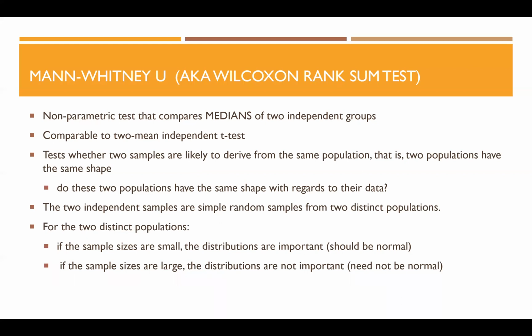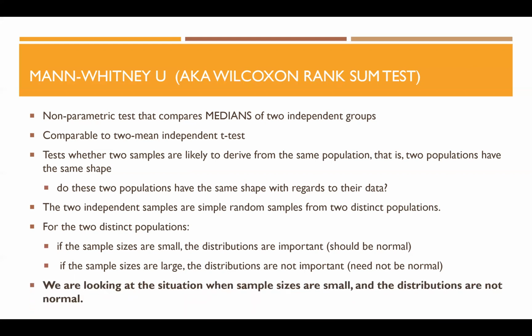I will tell you that if we can, statisticians prefer to run the parametric test because the parametric tests tend to be more powerful. You get better results. But that's not always possible. So for our purposes, we're going to focus on using Mann-Whitney U whenever we have the scenario where our distributions are not normal.